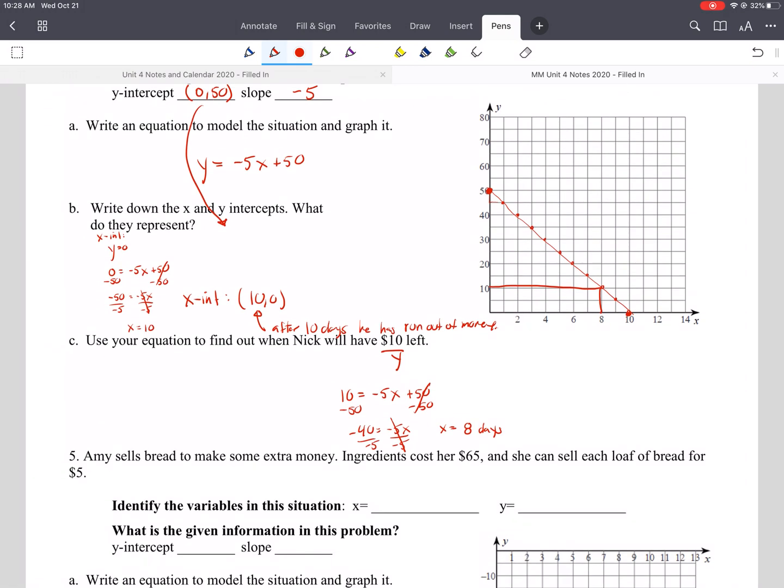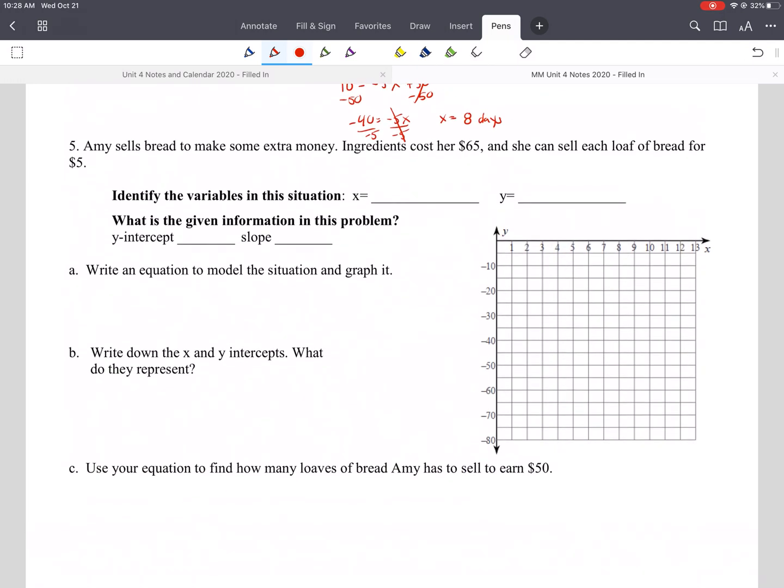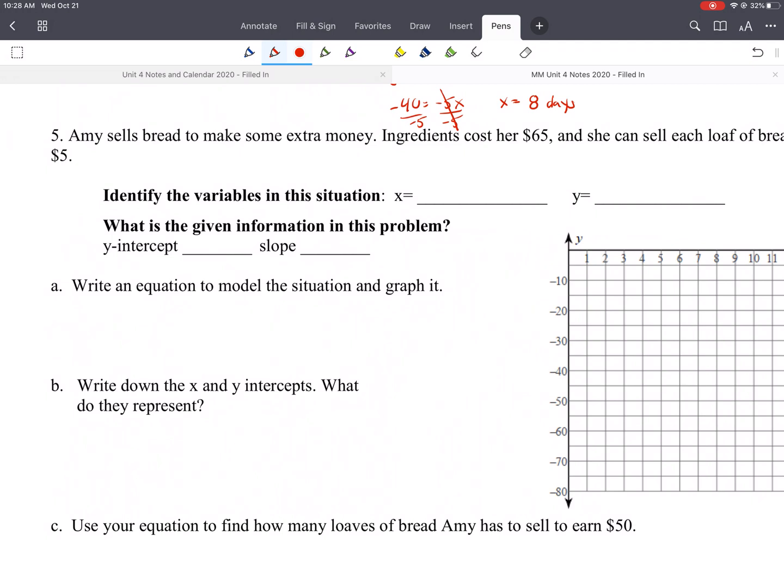Again, I'm requiring you to show your work, and then verify using your graph. All right, and I'll finish this one up too if you wanted to go over it.